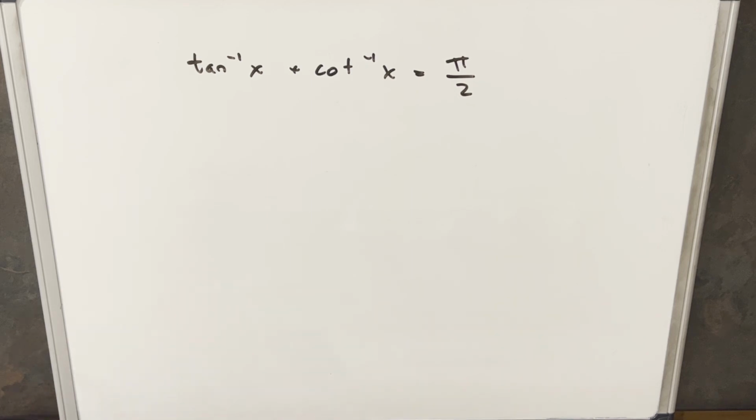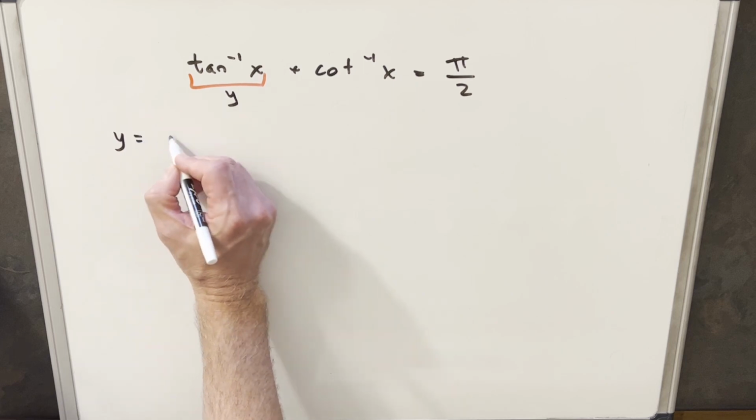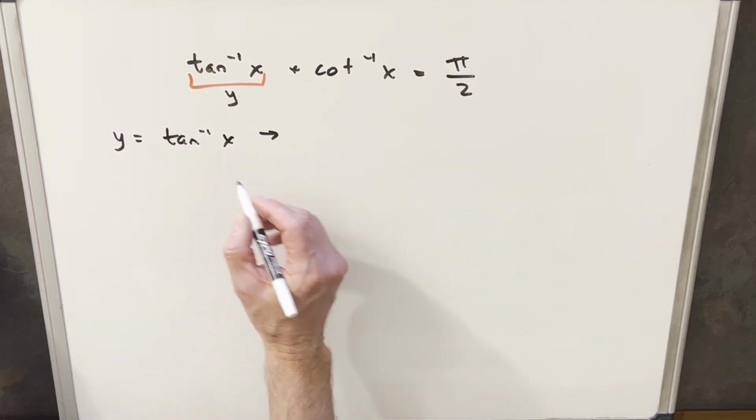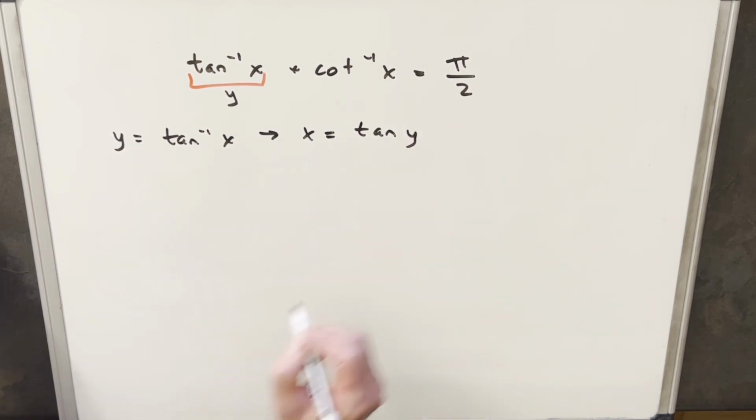Okay, what I want to do for my first step is, let's just focus on our arctan. What I'm going to do is, let's label this y. So we're going to have y equals arctan of x. Well, with this being an inverse, I can just rearrange this and write this as x equals tan of y.